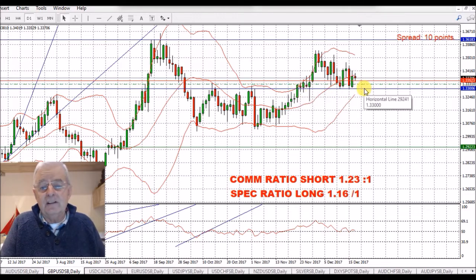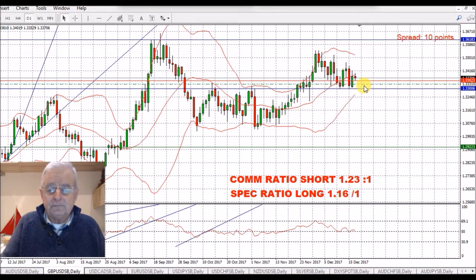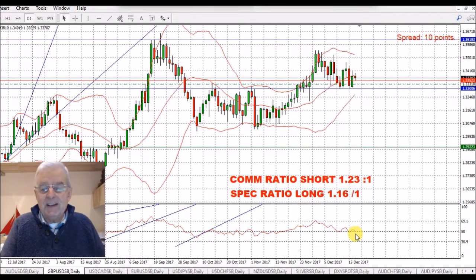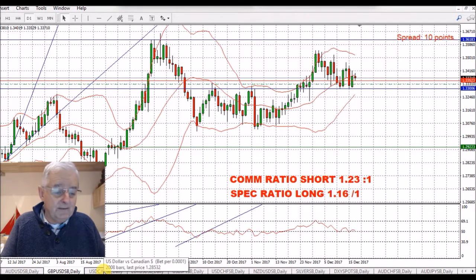I've got my sell in down here. We have a commercial short ratio of 1.23 to 1, which is fairly bearish for the pound, and we're just bouncing off the 50 down on the RSI. I am expecting this to make a break lower, but it might be the next couple of trading weeks. We'll see how that goes. I don't see a lot of upside in it.